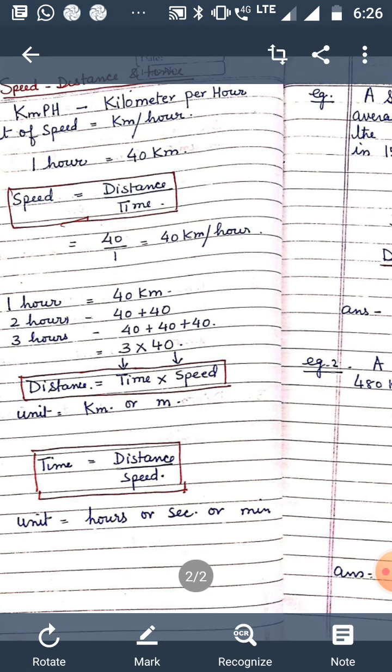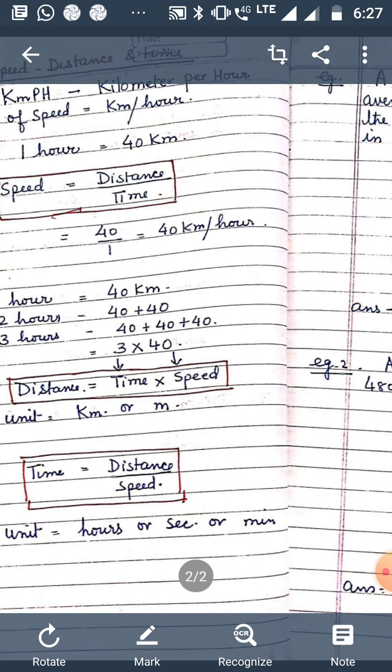So the speed of any object is the distance traveled by any object in unit time. If a truck covers a distance of 40 km in 1 hour, it means its speed will be 40 upon 1, and 40 is the distance and 1 is the time, so you get the formula for speed: distance upon time, and by this formula you can find the speed of any vehicle.